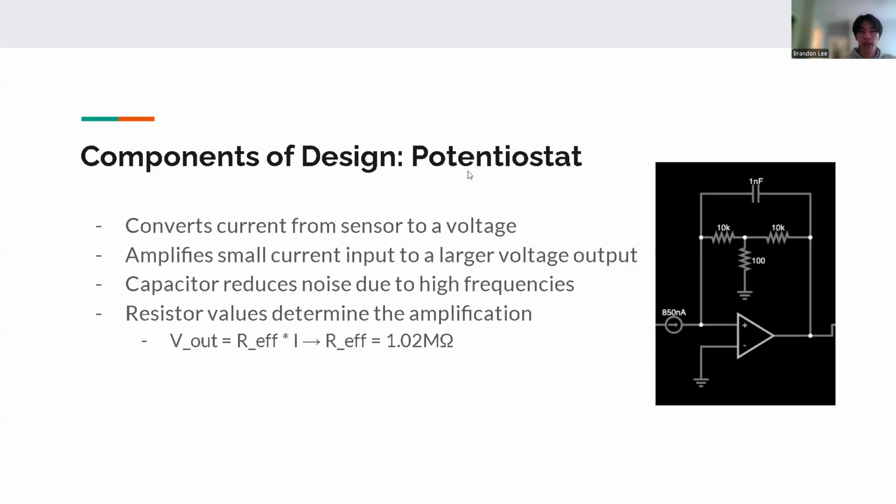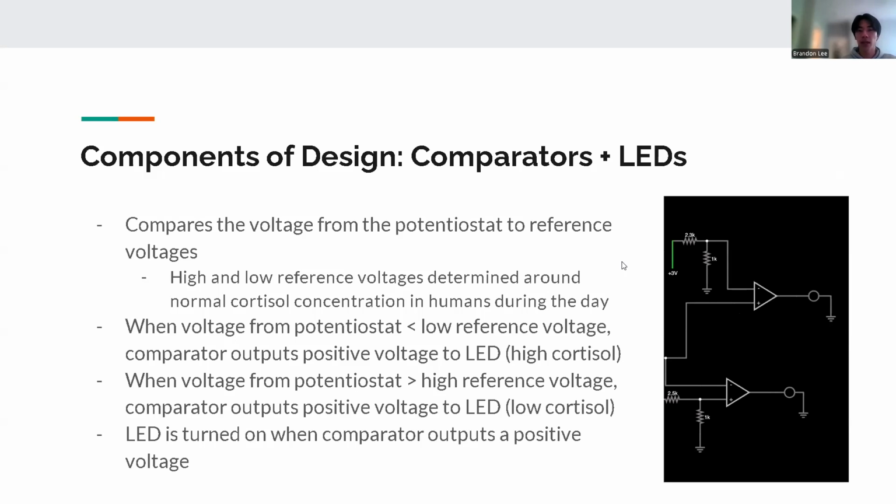Next, we have the potentiostat, which converts the current from the sensor into a voltage. The voltage that is outputted can be amplified using this resistor T structure here. Based on the numbers that we chose for these resistors, we get an effective resistance of about 1 megaohm. So this helps to amplify the small changes that occur from the sensor into a larger and more readable voltage output. And lastly, this capacitor at the top here helps to reduce any noise due to high frequencies from the sensor.